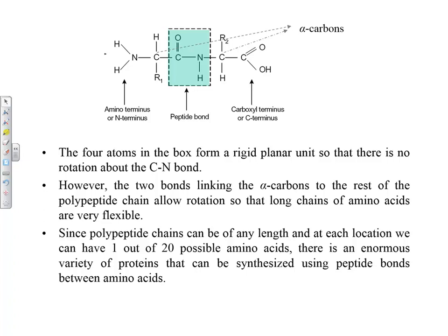So since polypeptides can be of any length, and at each location we can have 1 out of 20 possible amino acids, 20 possible side chains, there is an enormous variety of proteins that can be synthesized using peptide bonds between amino acids. But biologically, the useful proteins are the ones that have a fixed three-dimensional conformation. You do not want something that folds today in some shape and tomorrow in some other shape. If you're looking at hemoglobin in the blood, that has exactly the right shape for binding oxygen, for the job that it is designed to do, picking up oxygen from the lungs and taking it to the tissues for cellular respiration.